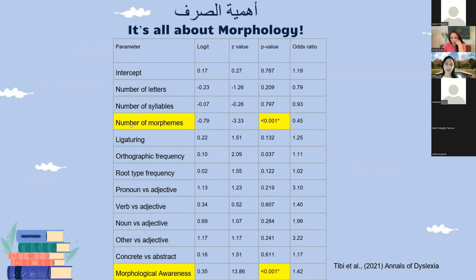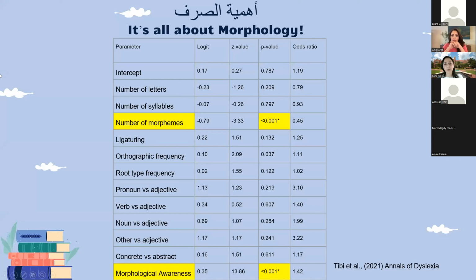We conducted a study of the number of letters, syllables, and morphemes in words, whether there is ligaturing, and the frequency, the orthographic frequency, and the root type frequency, etc. We studied all of these elements, whether the word is a pronoun or an adjective, whether it is concrete or abstract. We found that the most important element that plays a role in the advancement of literacy skills is not the number of letters or syllables, but the number of morphemes.